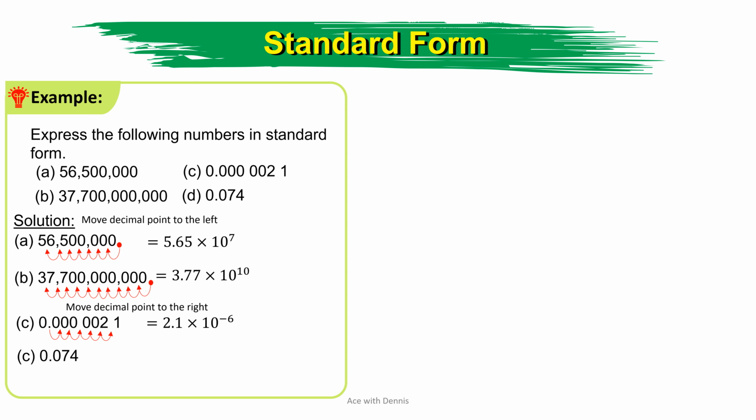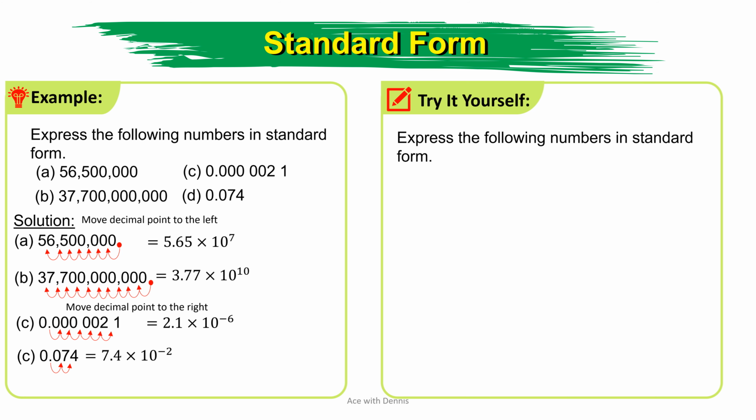For D, 0.074. So let's move the decimal point to the right again and count. 1, 2. So the answer is 7.4 times 10 to the power of negative 2. Remember, when you move the decimal point to the left, the power of 10 will be positive. And when you move the decimal point to the right, the power of 10 will be negative.